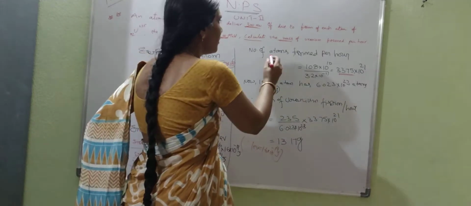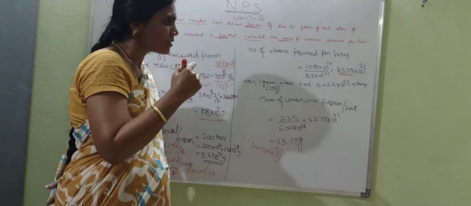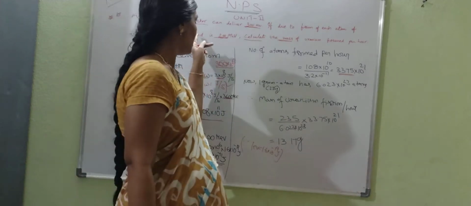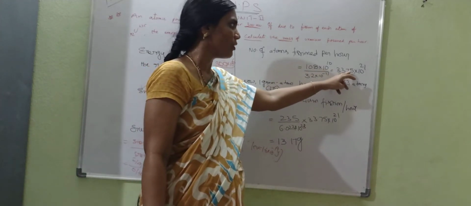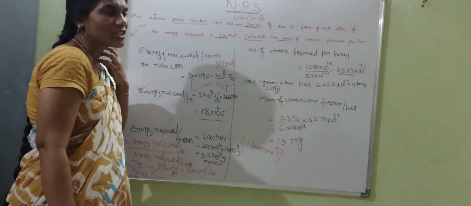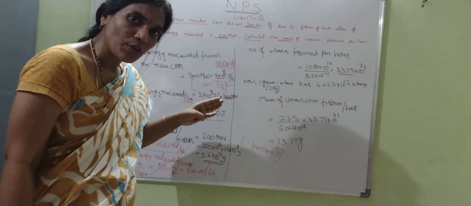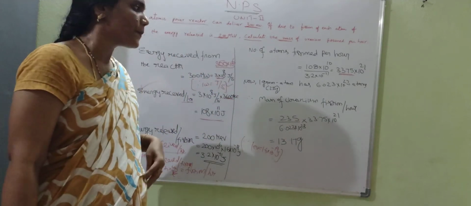Okay, so the number of atoms fissioned per hour, how much? In 1 hour, how many atoms undergo fission? Here in the reactor, 33.75 into 10 power 21 atoms undergo the fission process. Okay, but our intention is to calculate the mass of the uranium atoms per hour.